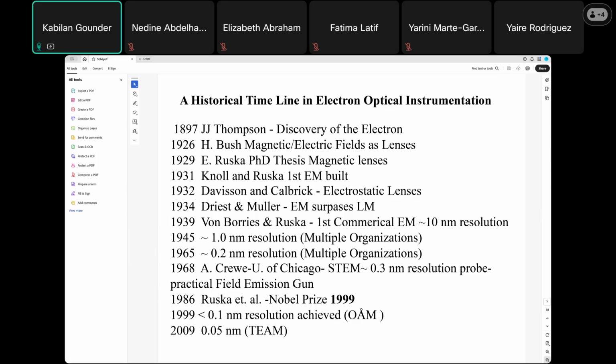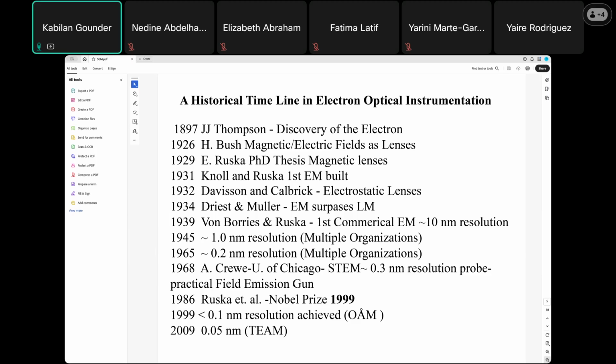Then the EM surpasses light microscopy. In 1939, Von Borries and Ruska built the first commercial EM. After that, 0.1, 0.2 nm resolution, that is different. Universities identified this kind of information simultaneously.